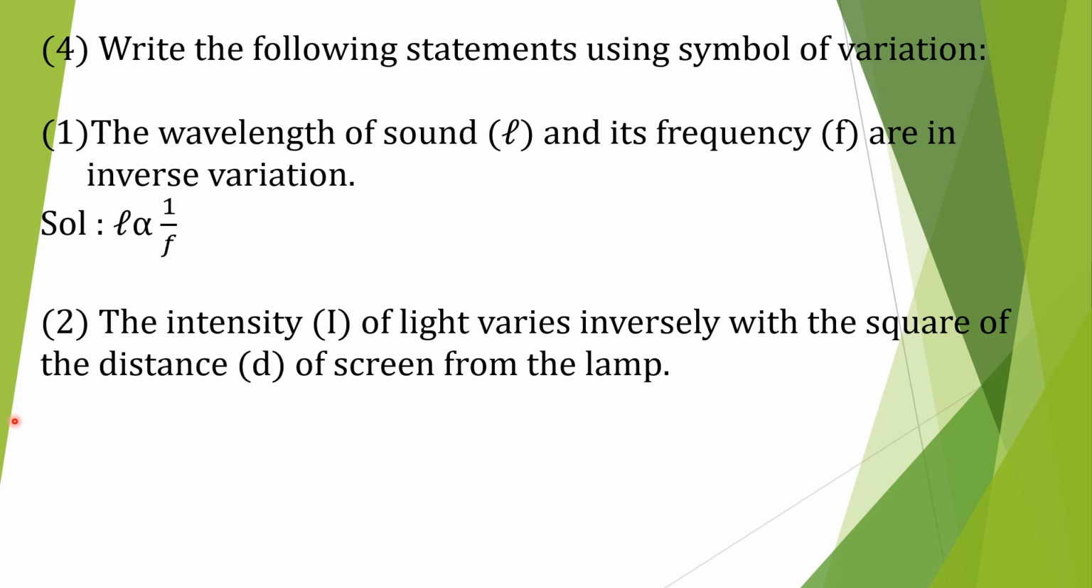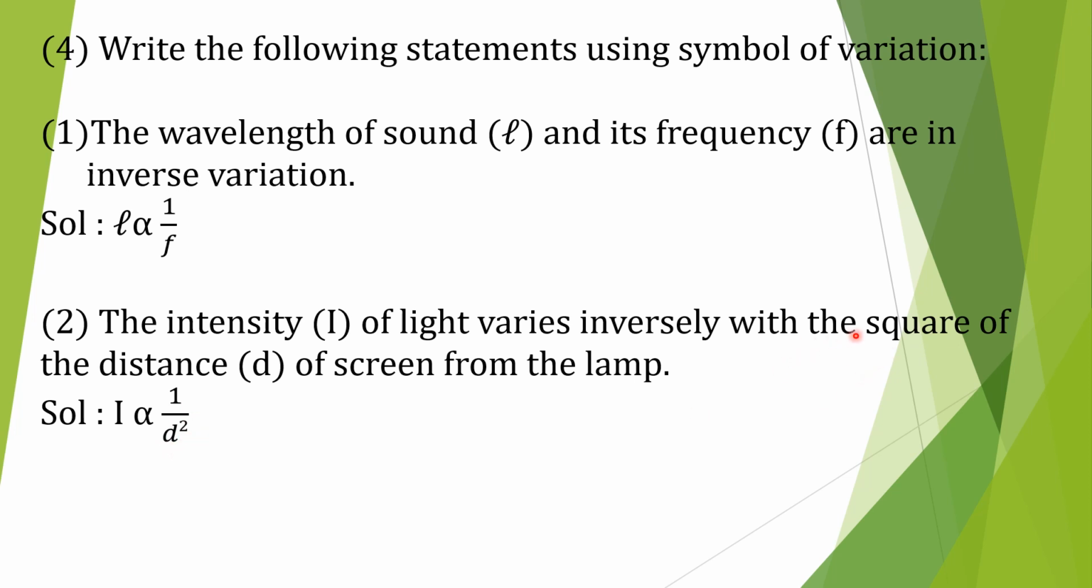Next question, that is given the intensity I. Intensity is denoted with variable I. The intensity I of light varies inversely with the square of the distance of the screen from the lamp. So the solution you'll get: I varies 1 upon d square.